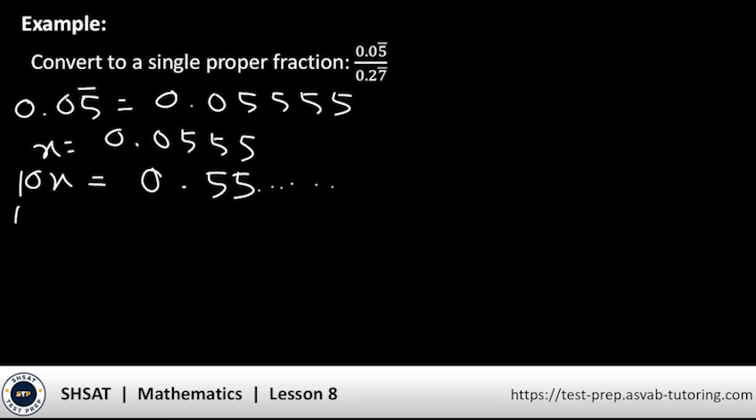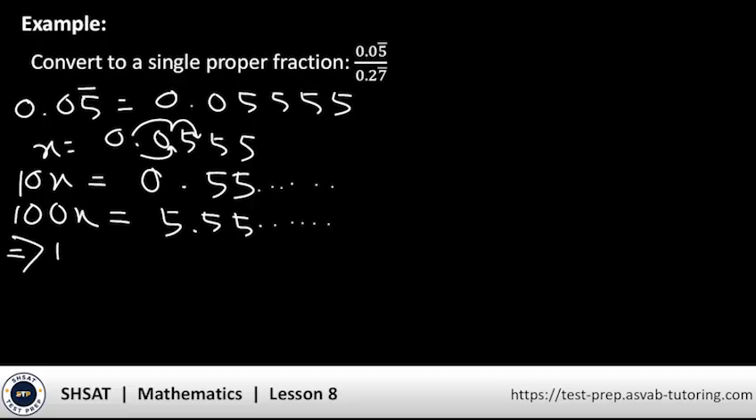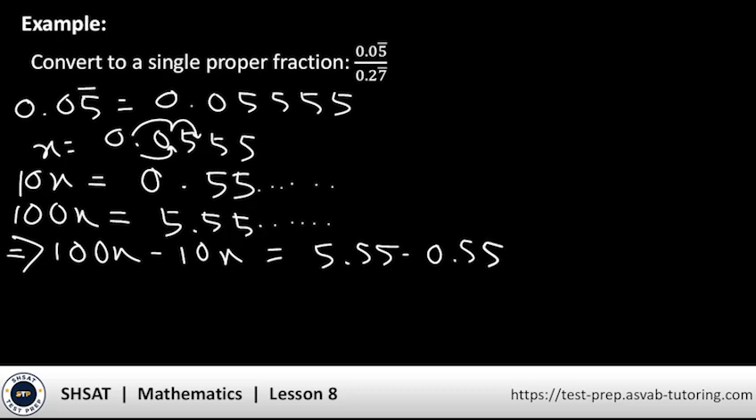But now I'm going to also take 100x, and that will cause the decimal to move 2 units to the right. So first of all, it moved 1 unit, and now it's going to move 2 units to the right. So now it's 5.55 and so on, right? And now what? Now we are going to do 100x minus 10x equal to 5.55 minus 0.55, okay? So if you do that, 100x minus 10x is 90x.